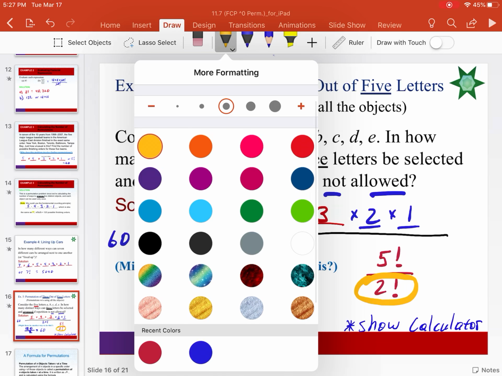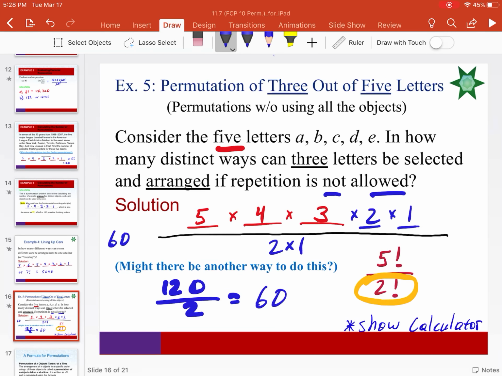What this is, these are the 2 letters that didn't get used. These are the leftovers, okay? I had 5 to pick from, and I only picked 3. What's 5 minus 3? 2. So the bottom could always be the ones that aren't getting used. Or in this case, it'd be 5 minus 3.